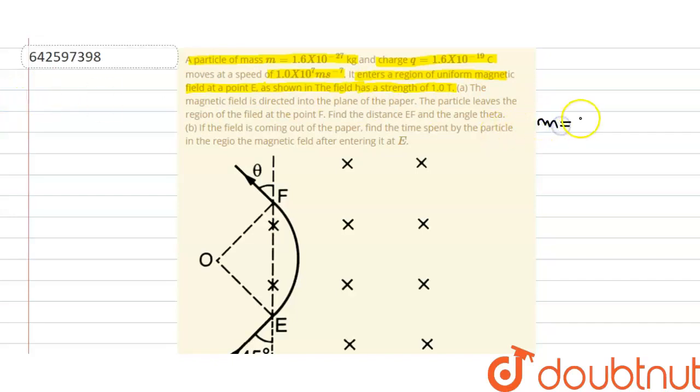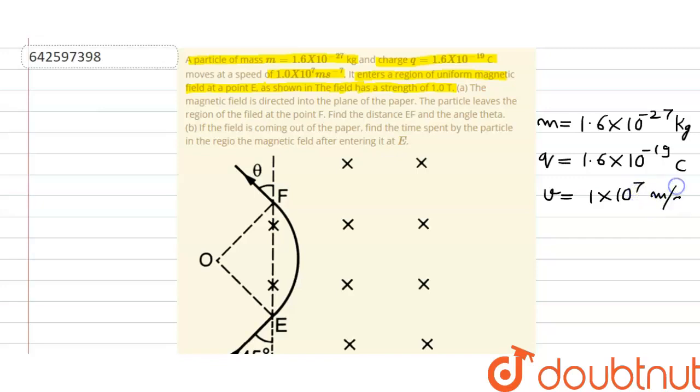So what we are given: the mass of the particle is 1.6 × 10^-27 kilogram. And what is the charge on the particle? It is 1.6 × 10^-19 coulomb. And what is the speed of the particle? It is 1 × 10^7 meter per second. And what is the strength of the magnetic field? It is 1 Tesla.